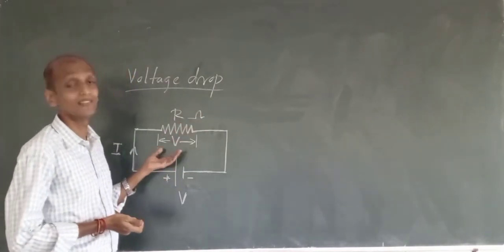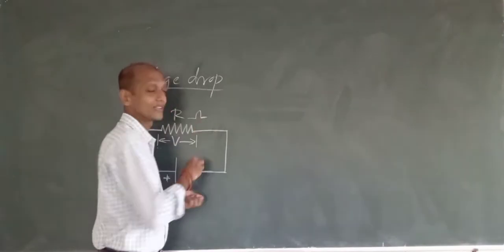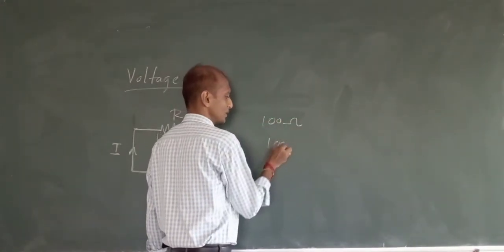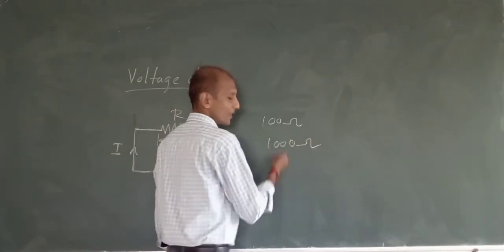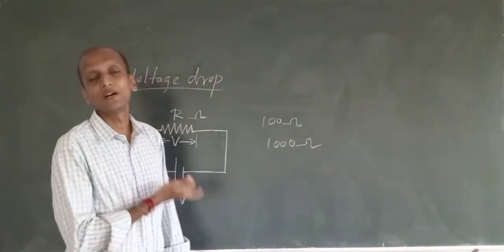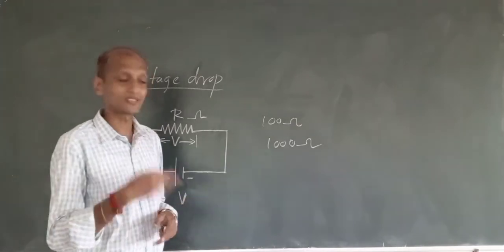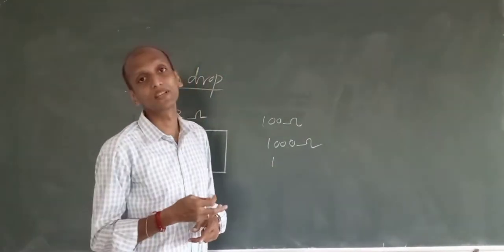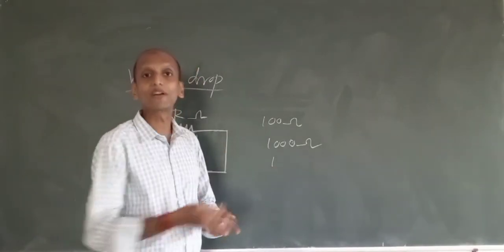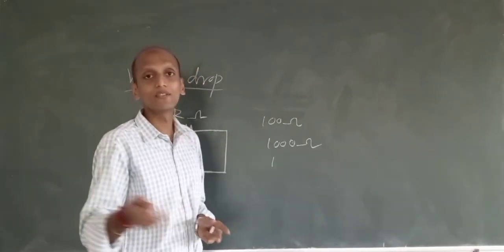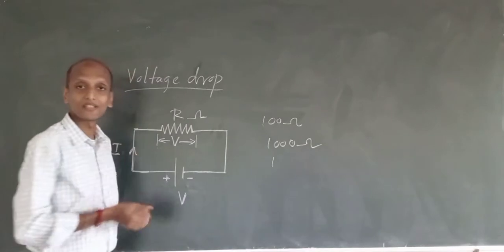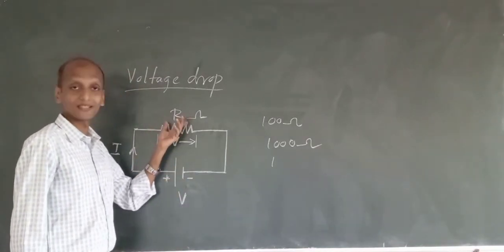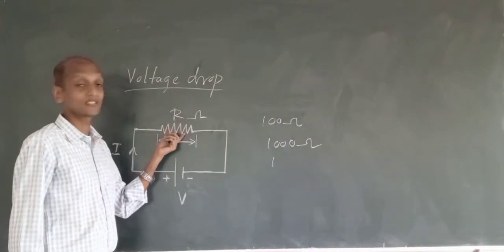So we can have values of resistances as 100 ohms, 1000 ohms, and likewise many values. We can also have mega ohms of resistances. The range of values will vary for different types of application. Now we have considered a resistor of resistance R.